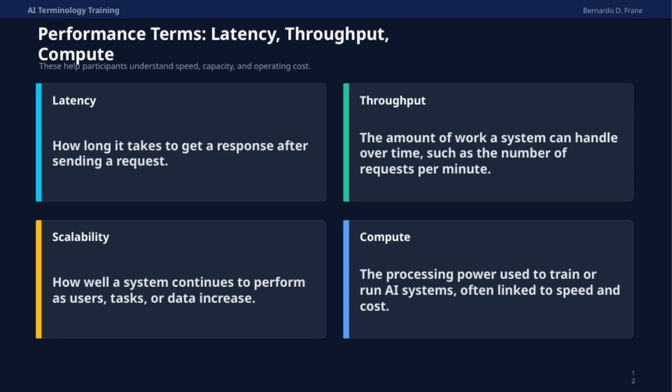Finally, latency is about how long it takes to get a response after sending a request, so the delay before you receive an answer. These terms, latency, throughput, and compute, are crucial because they help us understand the speed, capacity, and operating costs of AI systems. They all connect back to the overall theme of designing efficient, effective AI solutions that meet performance expectations.